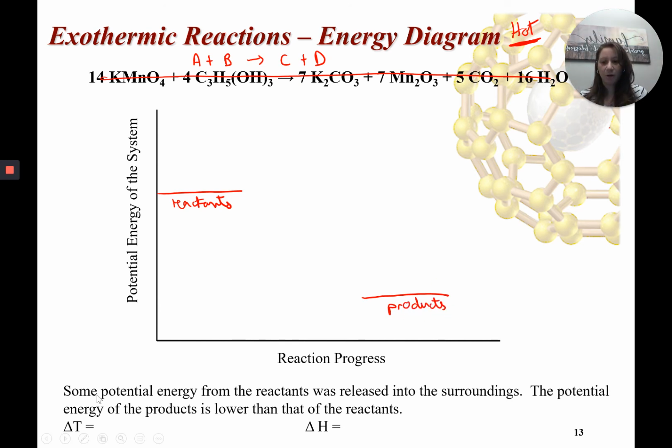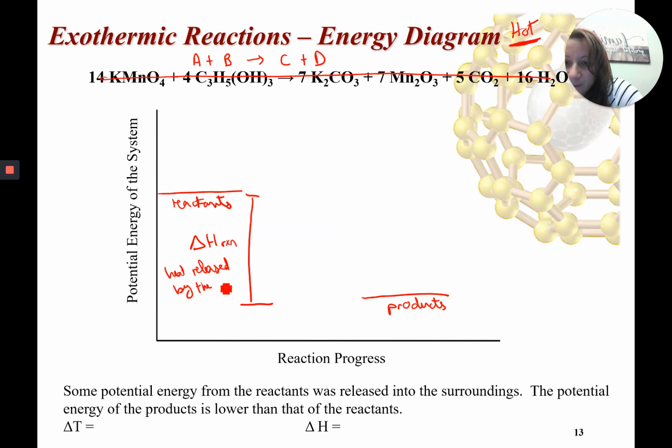So in an exothermic process, some potential energy from the reactants was released into the surroundings. And so the potential energy of the products, what you end up with, is lower than what you started with, which is the reactants. The difference in the potential energy between the reactants and the products, that's how much heat or energy was released, was given off by your system. So this is delta H of your reaction, which is the heat or energy released by the system into the surroundings. So the reactants had this much energy, they gave away this much energy, so now the products only have this much energy left.